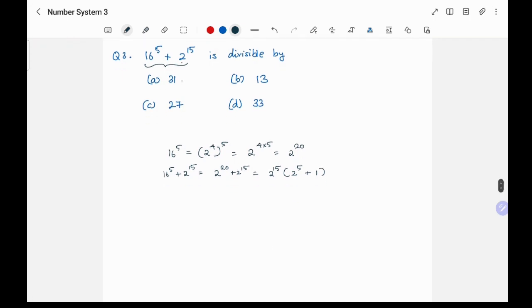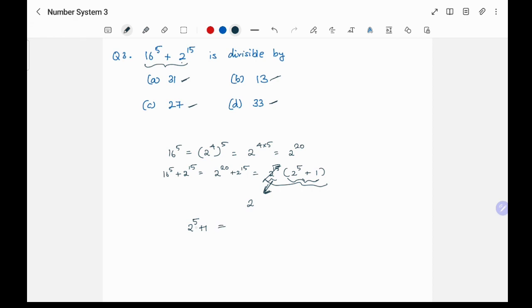Now if you see the options, all are odd numbers, and here this one contains only 2s. But for it to be divisible by any one of these options, it should have at least one odd prime factor, right? But this is all 2, so we can neglect it. It is sufficient to check the other factor, because that remainder is never going to be 0. So we'll just check 2 power 5 plus 1.